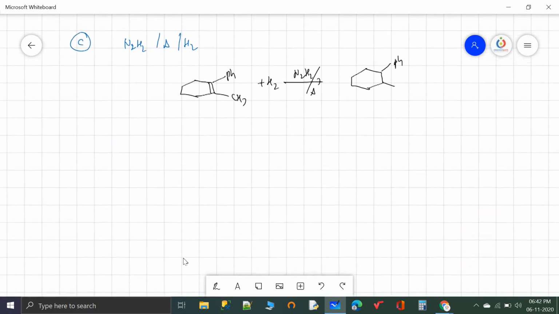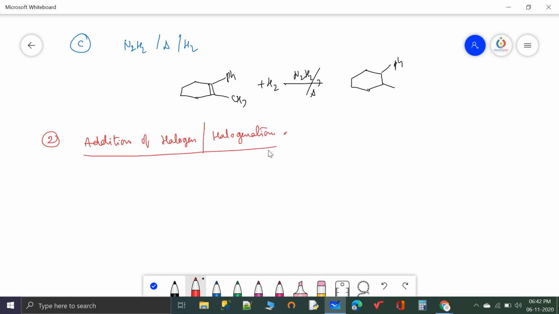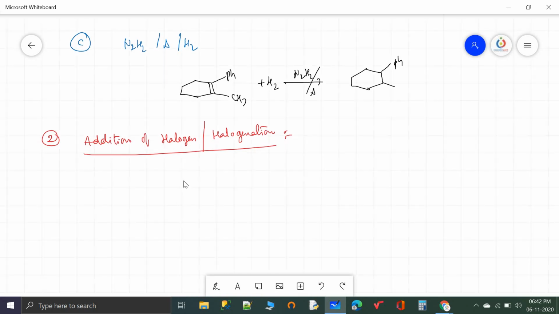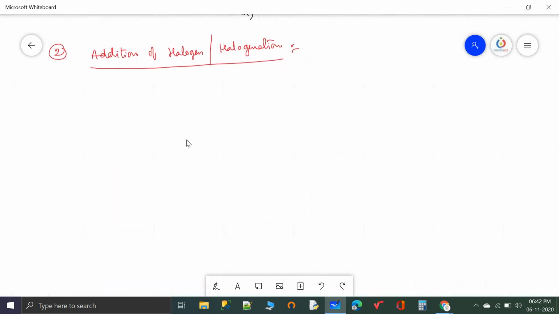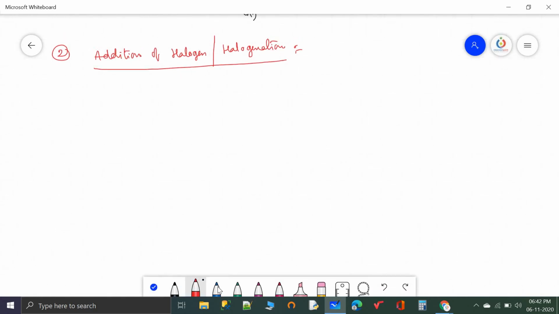Now, let us see addition of halogen. The second one is addition of halogen, or else these reactions are also called halogenation reactions. Whenever you are adding halogens, such reactions are called halogenation reactions. So from here onwards, your alkene chemical reactions actually begin. Very interesting reactions these all are.